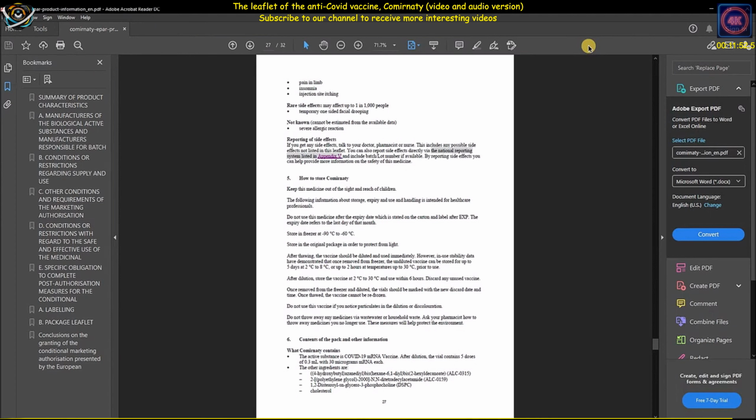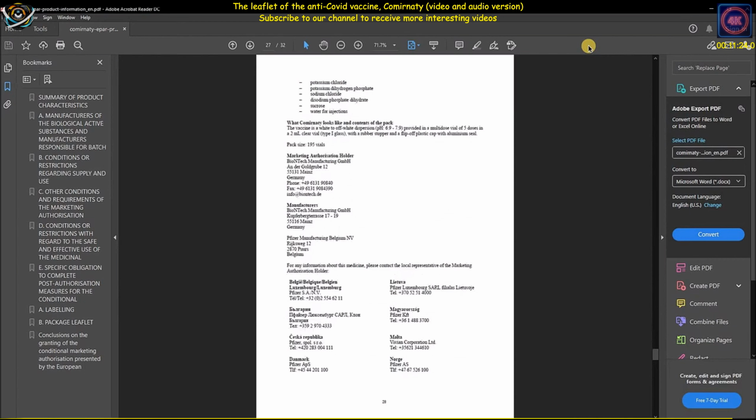The other ingredients are 4-hydroxybutyl)azanediyl)bis(hexane-6,1-diyl)bis(2-hexyldecanoate), ALC-0315; 2-[(polyethylene glycol)-2000]-N,N-ditetradecylacetamide, ALC-0159; 1,2-distearoyl-sn-glycero-3-phosphocholine, DSPC; cholesterol; potassium chloride; potassium dihydrogen phosphate; sodium chloride; disodium phosphate dihydrate; sucrose; water for injections.